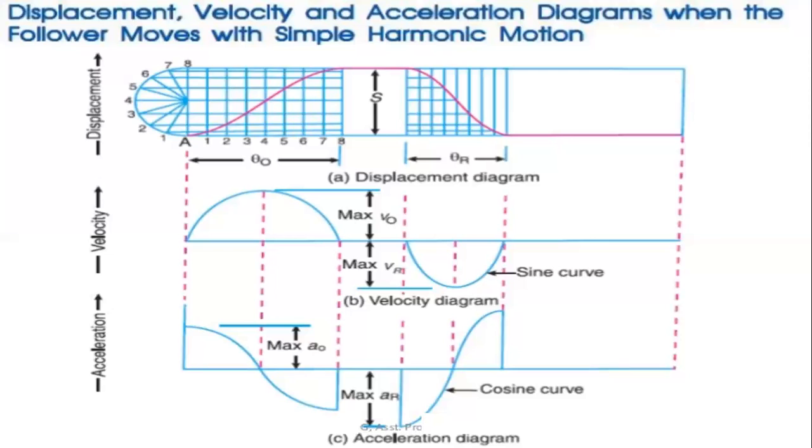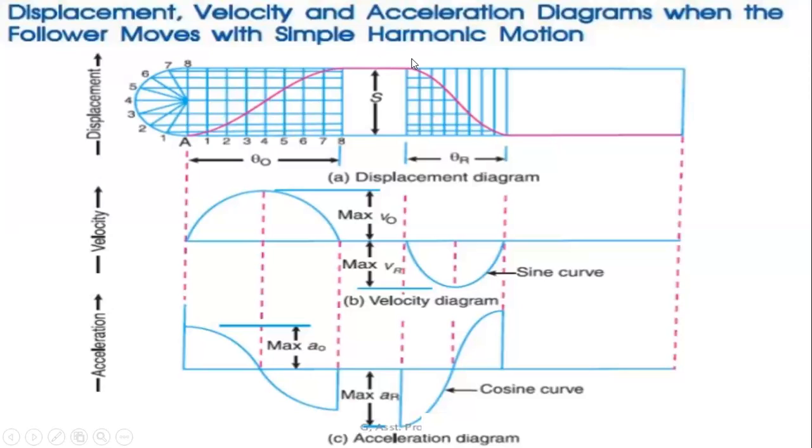Next we have to draw the acceleration and velocity diagrams for the obtained displacement diagram. For the displacement diagram obtained, the acceleration and velocity diagrams have to be drawn. So that is the way of drawing simple harmonic motion.